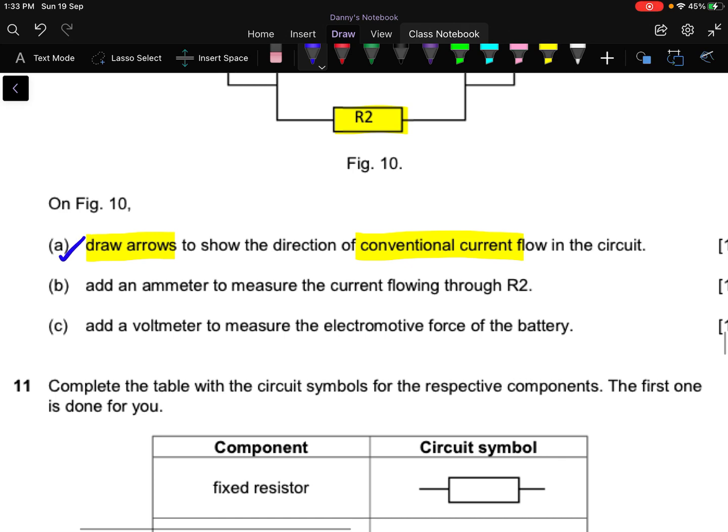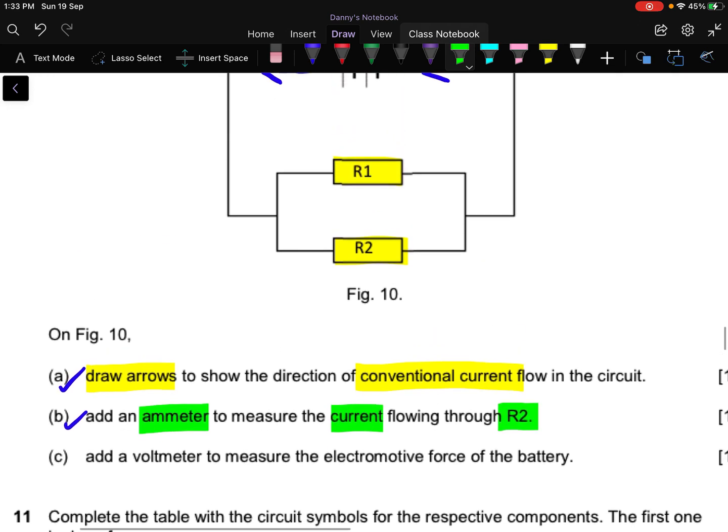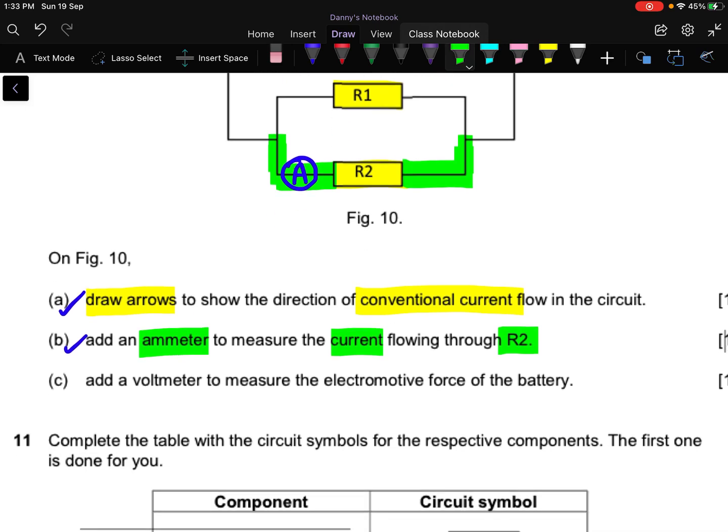So this is your part A. For your part B, you are supposed to add an ammeter to measure the current going through R2. So the current going through R2 will exist in this green color region. You are supposed to add an ammeter onto it. So ammeter, as long as you add it directly on the circuit, directly on the wire, it should be alright. You can add it in front of R2, or you can add it behind R2. There's no difference. So that would be your part B.